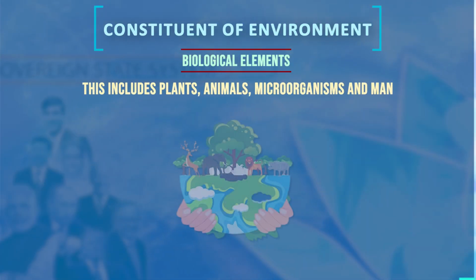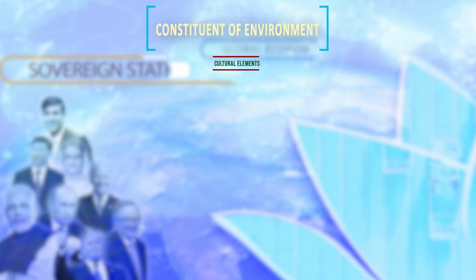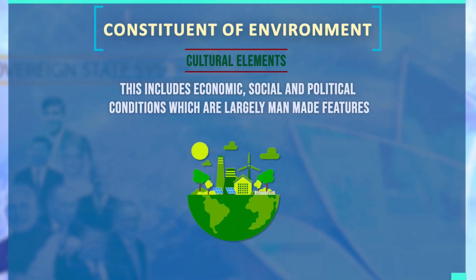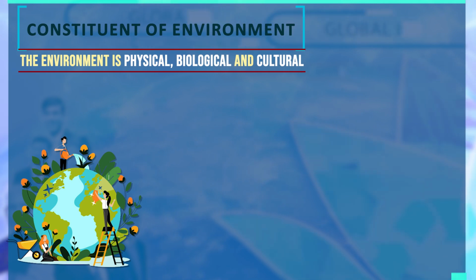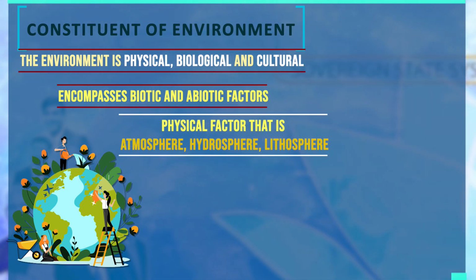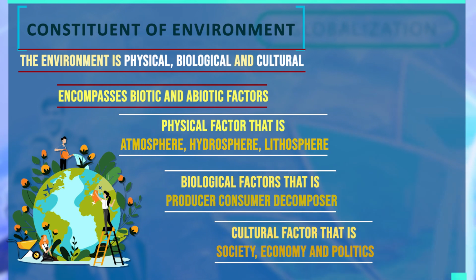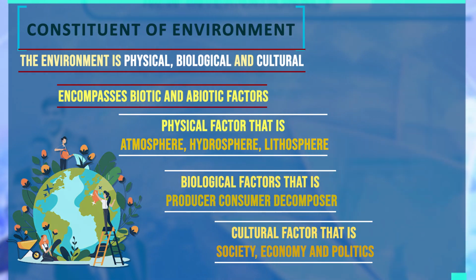Biological elements include plant, animal, microorganism and man, whereas cultural elements include economic, social and political conditions, which are largely man-made features. Environment, that is physical, biological and cultural, also encompasses biotic and abiotic factors. Physical factors, that is atmosphere, hydrosphere, lithosphere. Biological factors, these are producer, consumer, decomposer. And cultural factors, that is society, economy and politics.